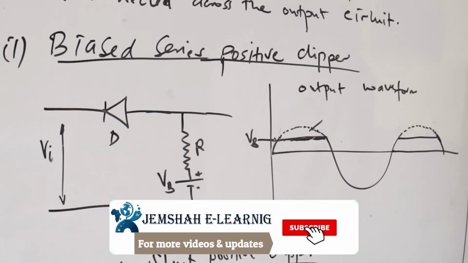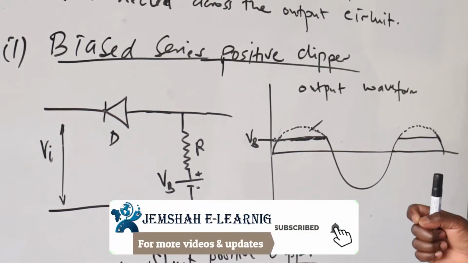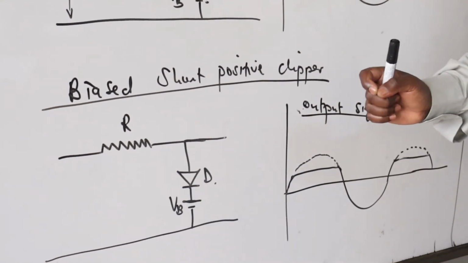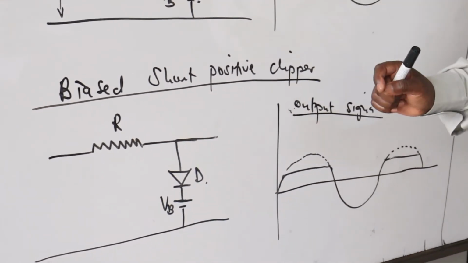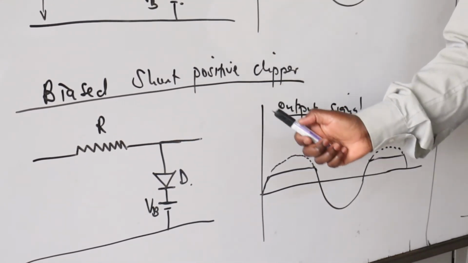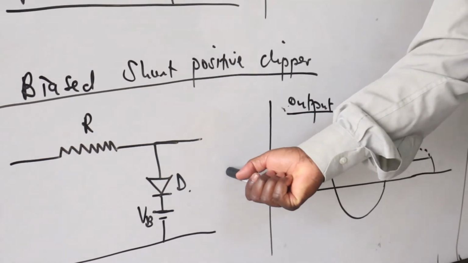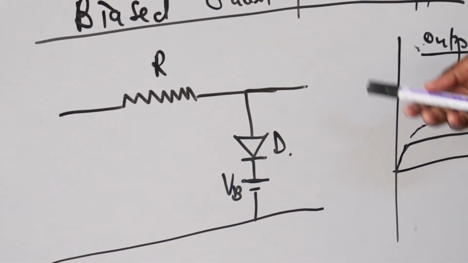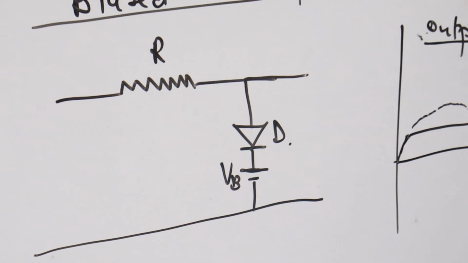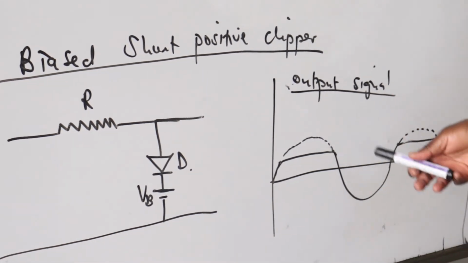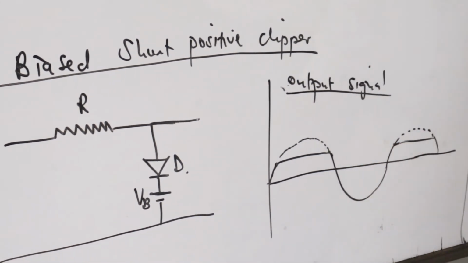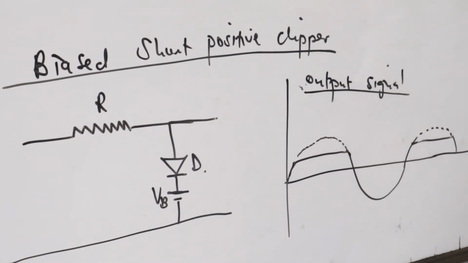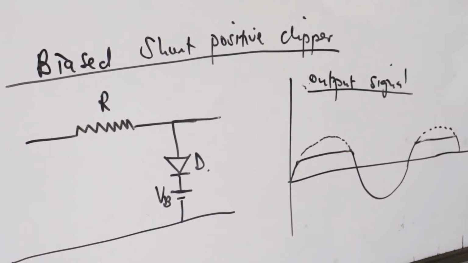When we talk of biased shunt, then whatever is causing the clipping must be shunted and connected parallel to the load. That's why we're talking about biased shunt. So the diode that causes clipping is now connected parallel to the load. So this is a shunt. It also gives us the same results from these two analyses. We are going to see that this waveform and this waveform are similar.